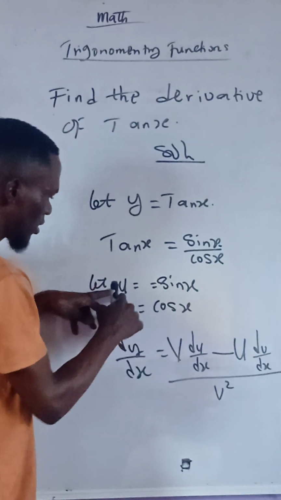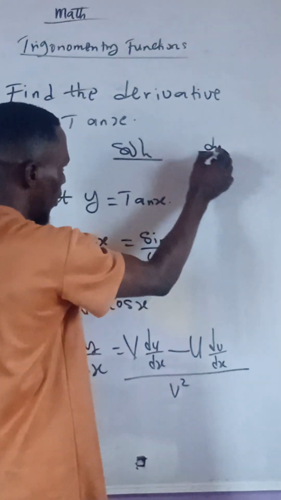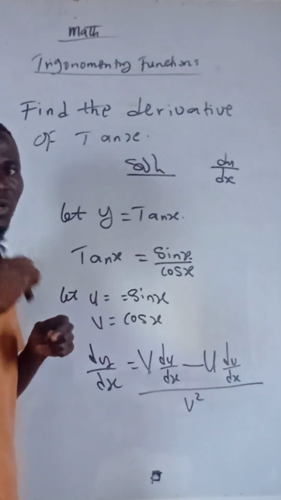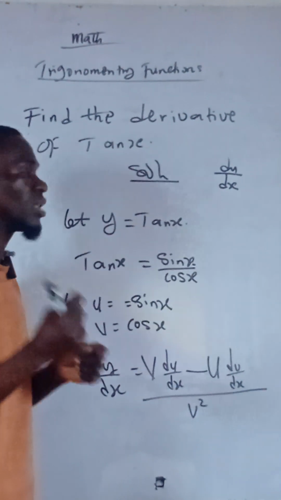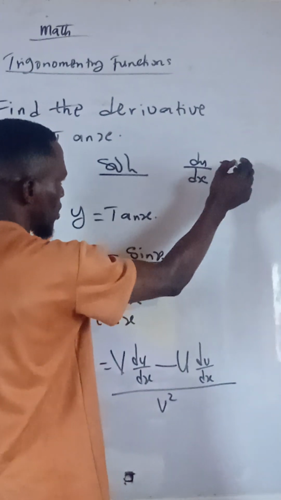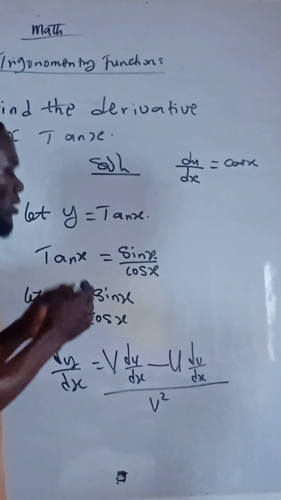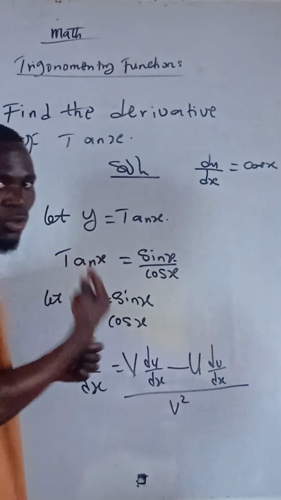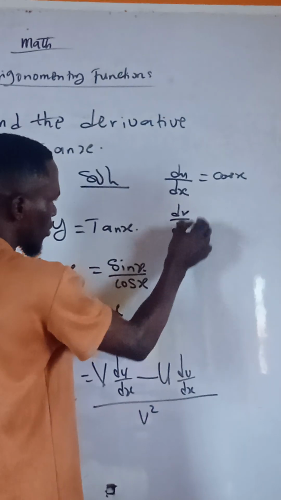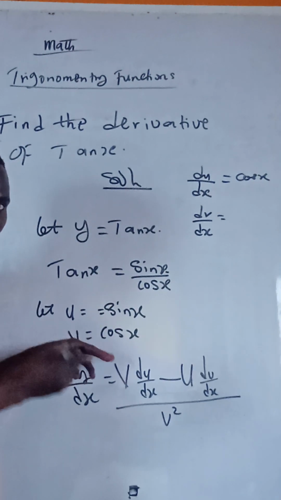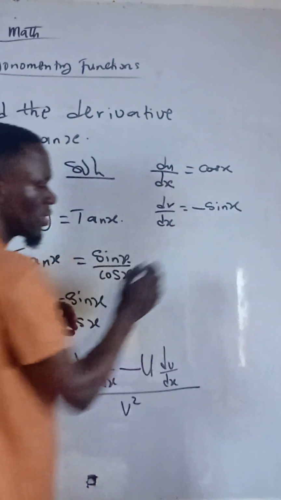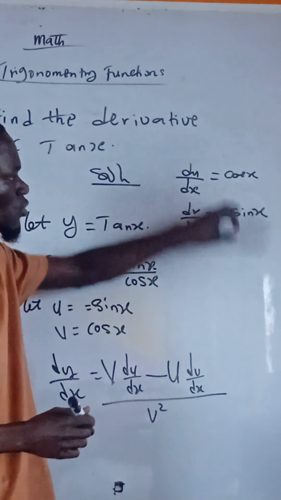So let's go for u first. We're going to have du over dx, right? Now when you differentiate sine, remember that it becomes cos. Okay, so I'm going to have du dx as cos x, right? Now when you differentiate cos, it gives us minus sine. So I'm going to have dv over dx equals, when you differentiate this cos x, minus sine x. So I'm going to have minus sine x here. Are we good now? All this thing you are seeing has a proof.